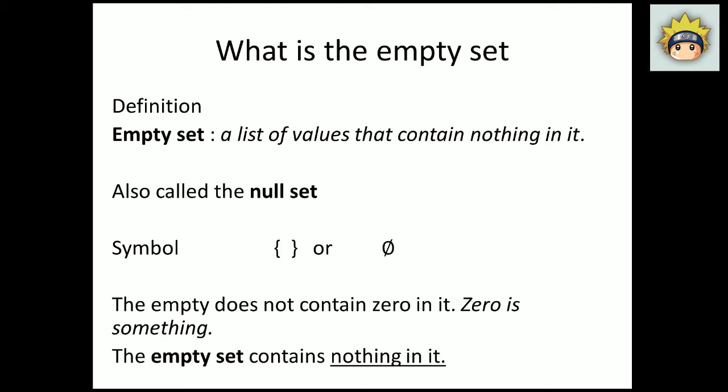The empty set does not contain 0 in it. 0 is something. Remember that the empty set contains nothing. So there is a difference between 0 and the empty set. People believe that the empty set contains 0. It does not contain 0. It contains nothing in it. Remember that 0 is something. It is still a number. It's 0. It's between 1 and negative 1. But the empty set contains nothing in it. That's why it's called the empty set, because there's nothing in it.